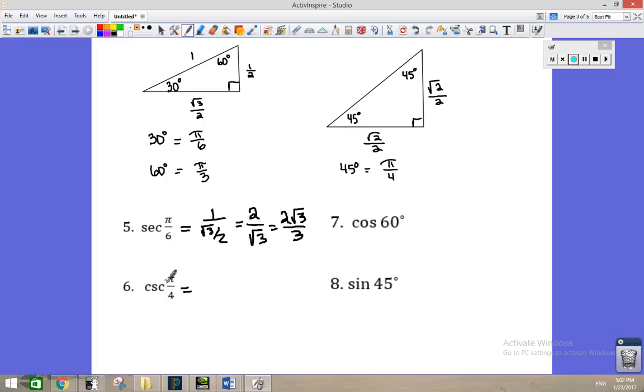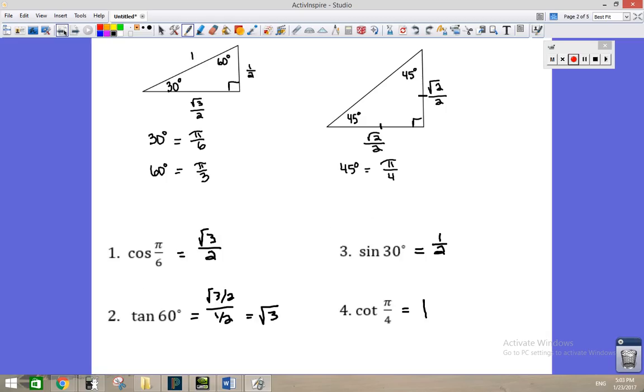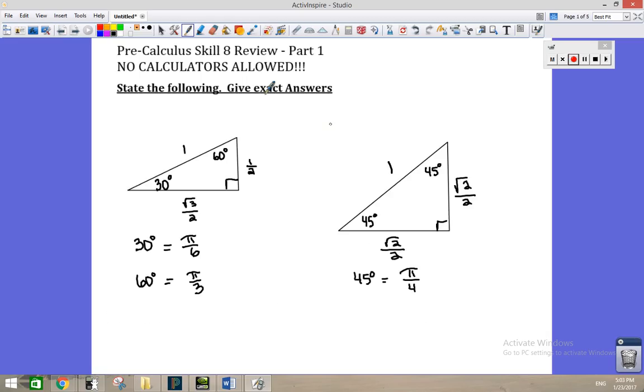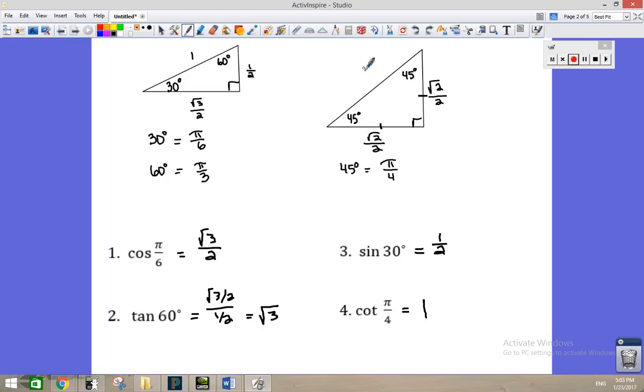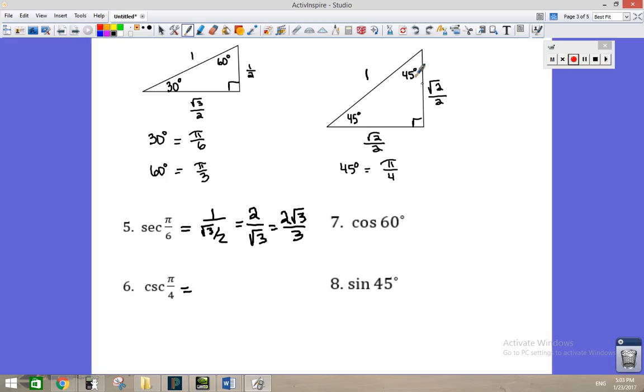The cosecant of pi over 4, pi over 4 is 45 degrees. Cosecant is the reciprocal of sine. Doesn't matter which of these 45s I take. Did I have one? This should have been a 1 there. I don't know. If I go back. Oh, yeah. This is 1. Sorry about that. And that's 1. And that's 1. So, the reciprocal is the hypotenuse over the leg.